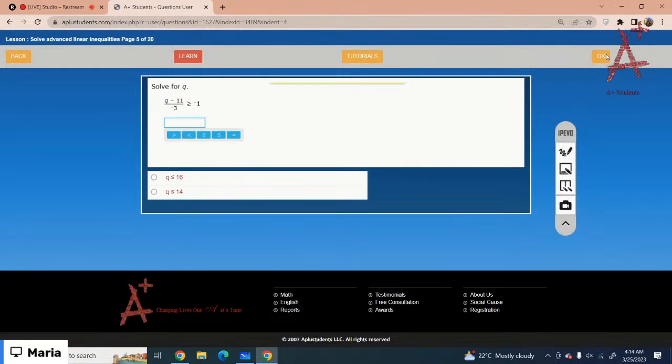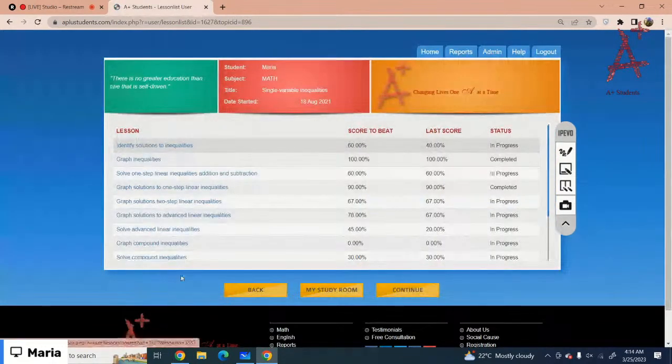Okay, you can complete the test by yourself later today. Let me just move on to the next lesson. So the next lesson is graph compound inequalities. So let's just start with the next lesson.